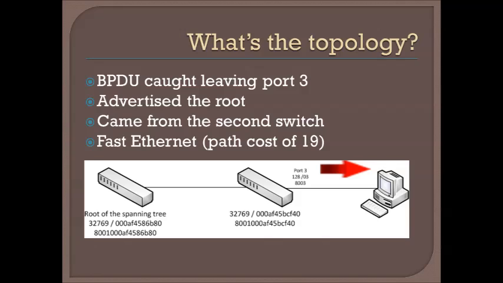And then lastly, that 4th field is the port ID, and it comes out as 8003. Port priorities have a base 10 value of 128, or 80 in hex, and 03 is the port number. So there you have it. I grabbed this from a PC connected to port 3 on a switch 1 hop away from the root on a fast Ethernet network.